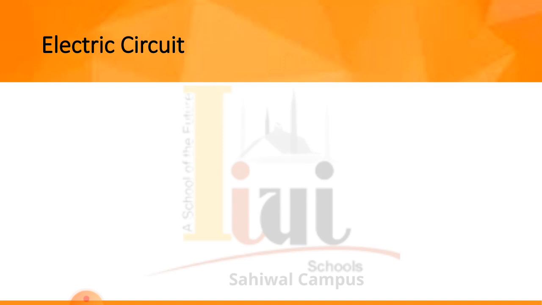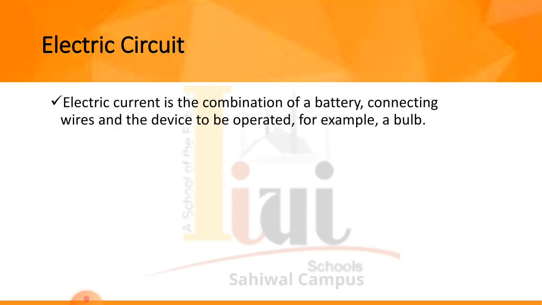Electric circuits. An electric circuit is the combination of a battery, connecting wires and a device to be operated, for example a bulb.